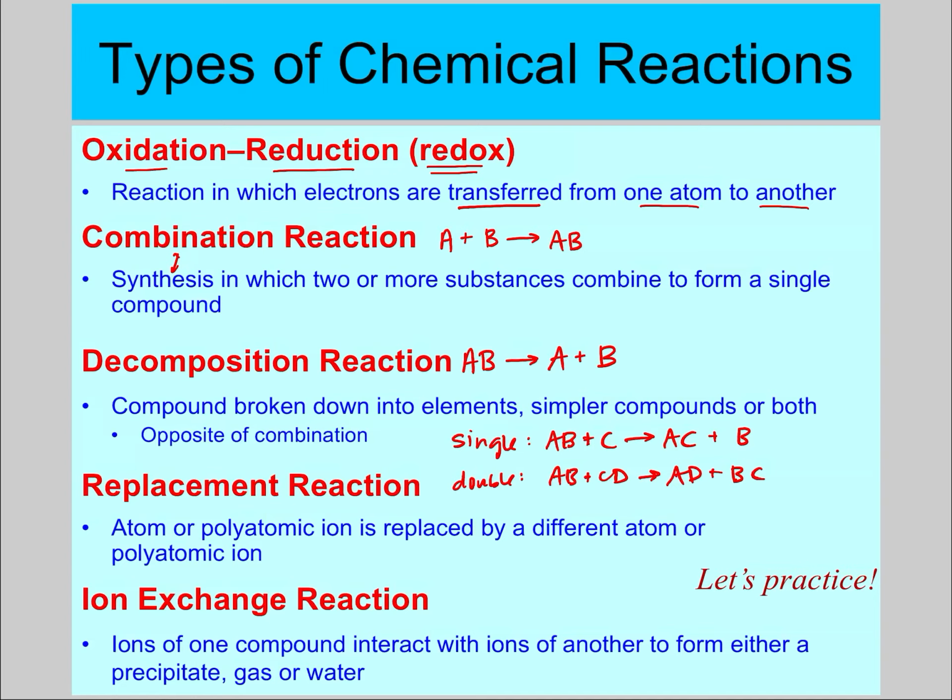The last one is an ion exchange. This is where ions of one compound, so think positive or negative, interact with ions of another to specifically form a precipitate, a gas, or water. The precipitate is a solid.